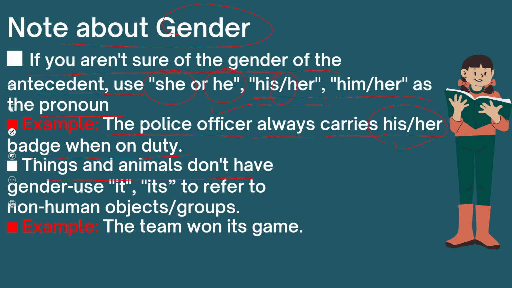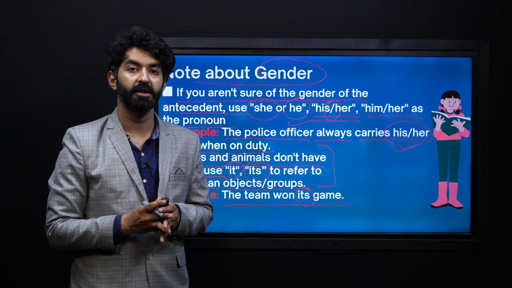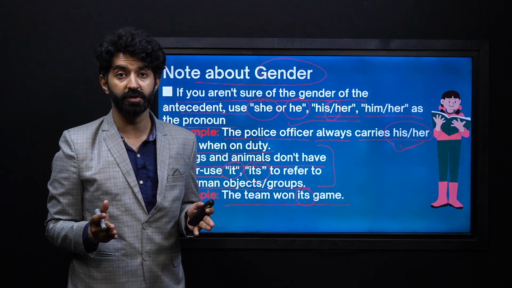Things and animals don't have gender. Use it to refer to non-human objects or groups. Just like we are doing this, but with animals we cannot do a slash, his or her, or it or its. For example, the team won its game. So we know that team is not specified with any gender, hence we have only used its.